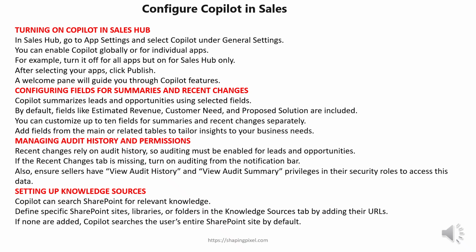Define specific SharePoint sites, libraries, or folders in the Knowledge Sources tab by adding their URLs. If none are added, Copilot searches the user's entire SharePoint site by default.